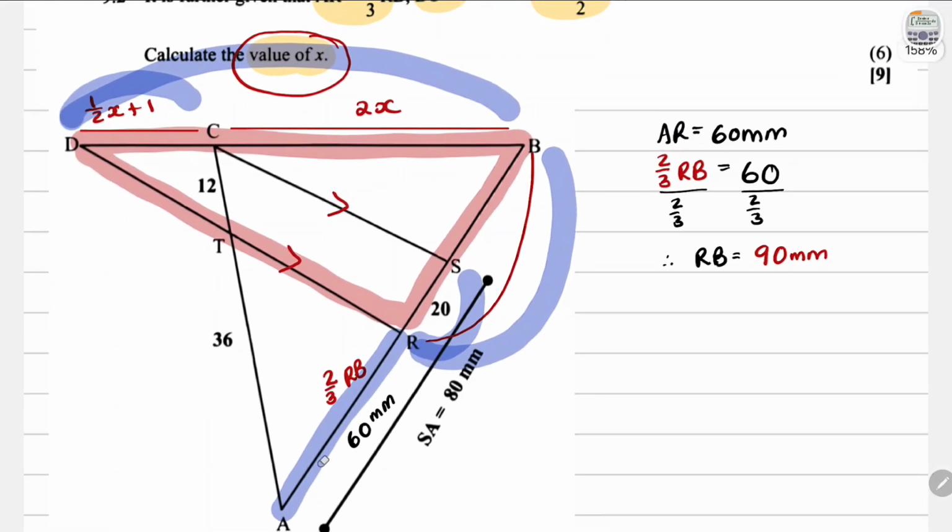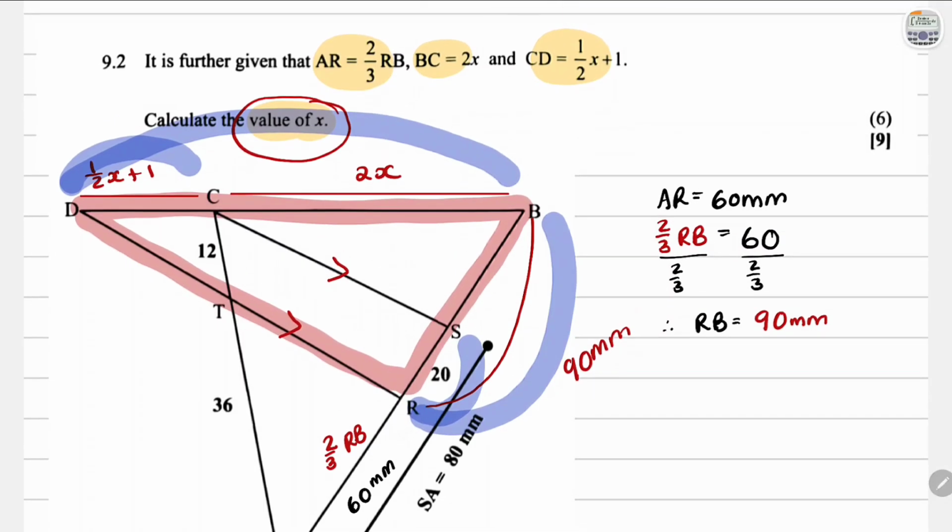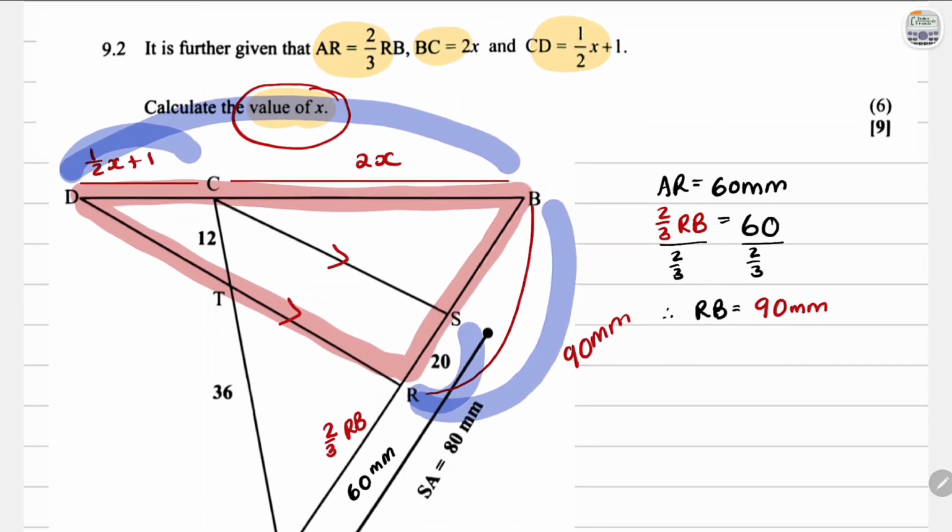And now that we know what RB is, our job here becomes so much easier. So this is 90 millimeters. And now we can go ahead and use this proportionality theorem over here. So remember, because they already gave us 20 and they also gave us DC, we can tell them this.